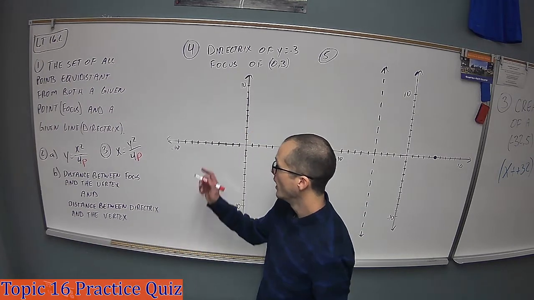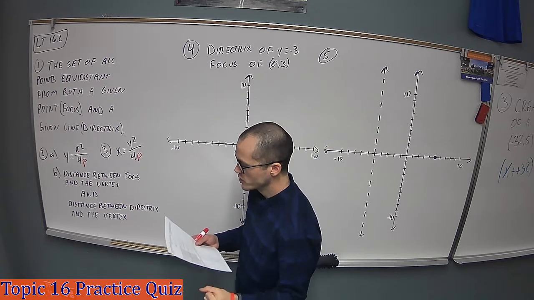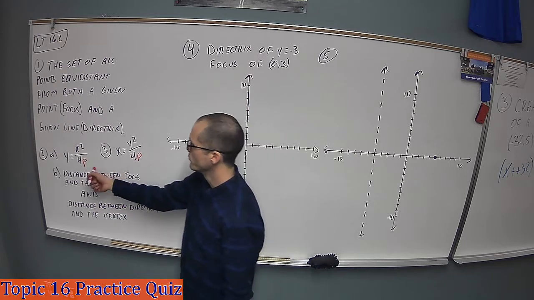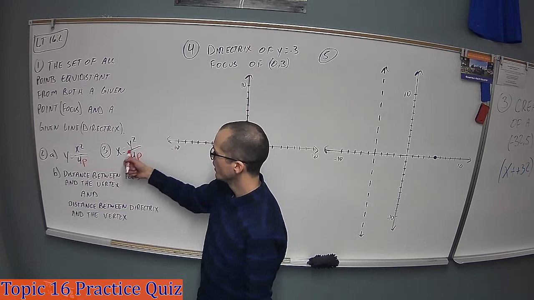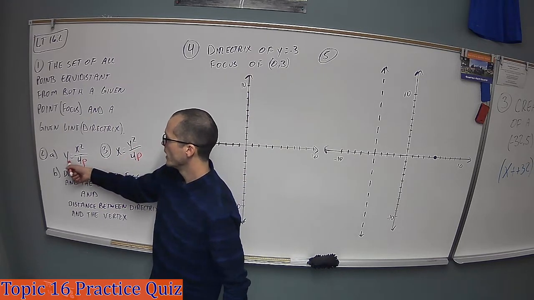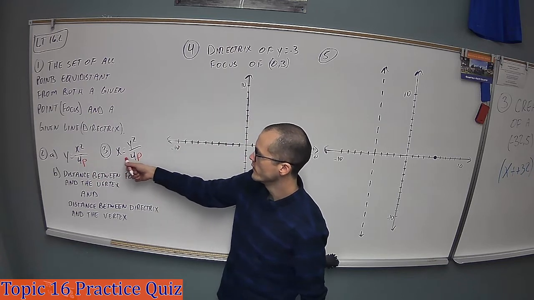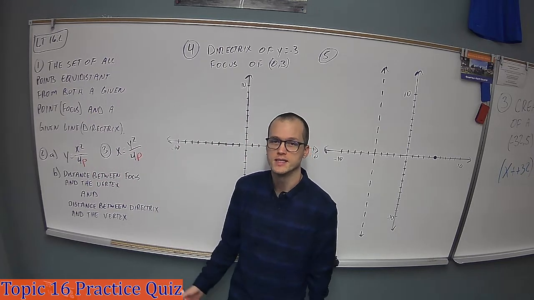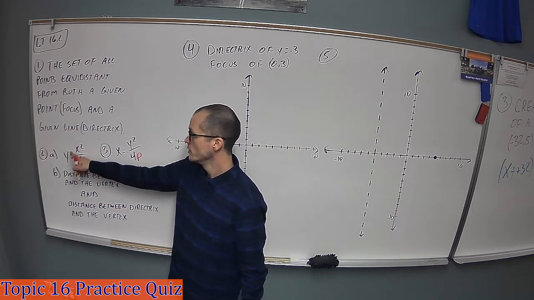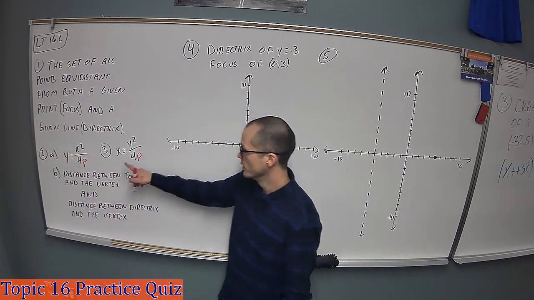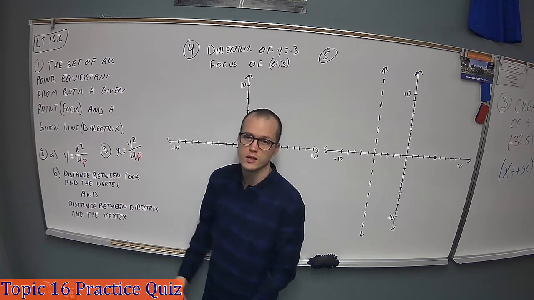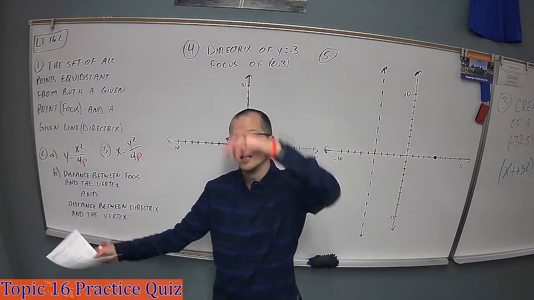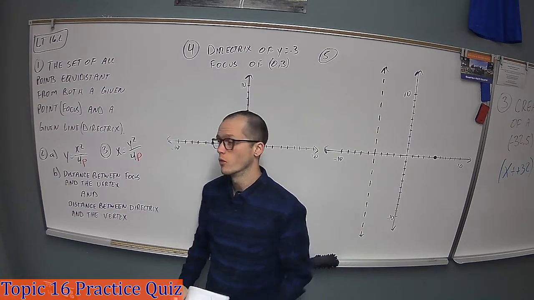All right, number 3. What is a general form of an equation that opens to the left or to the right? It looks like this. All that happens is the x and the y swap places. This one is y equals x squared over 4p. Here we have x equals y squared over 4p. X and y flip places. This one opens up or down, depending on if the top is positive or negative. This one opens left or right, depending if the top is positive or negative. If it's negative, it opens to the left. If it's positive, it opens to the right.